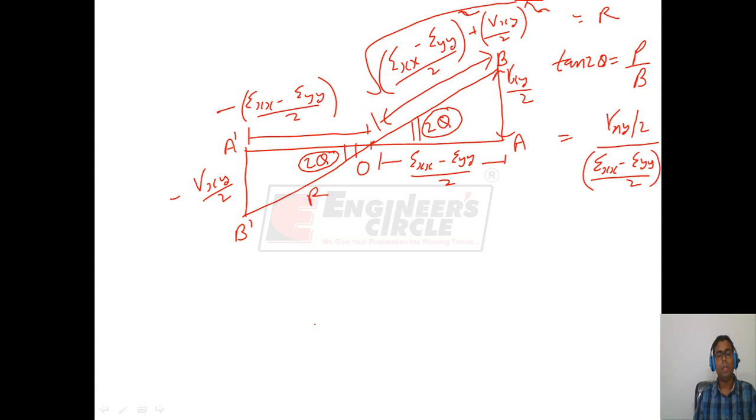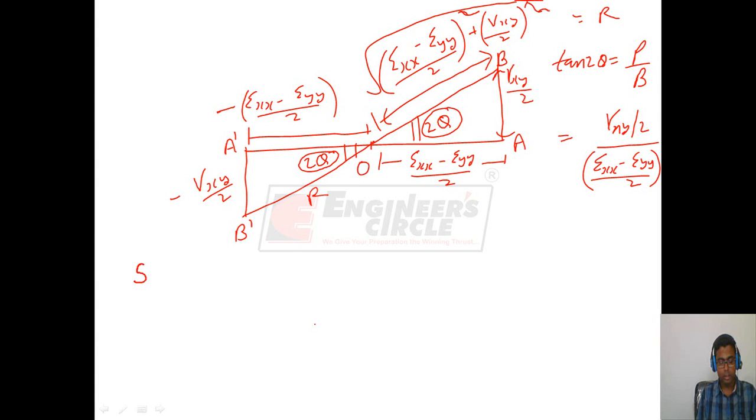Then we will put these two solutions in the equation of epsilon nn. The angle which gives the larger value of epsilon nn will correspond to theta 1, and the other will correspond to theta 2. So the first set is from triangle OAB.